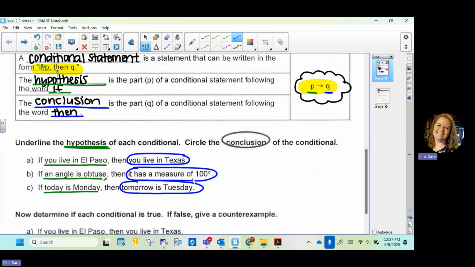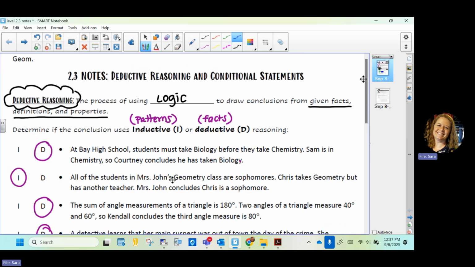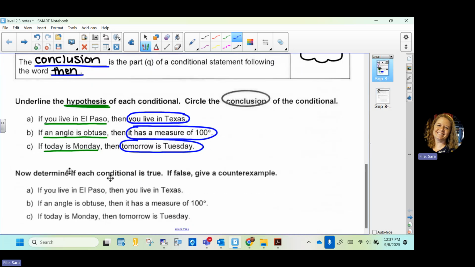And for some reason, when y'all's notes printed, this part here, "Now determine if each is true. If it's false, give a counterexample," didn't print right here, it printed on the back, in a weird spot. So you can find that on the back is this next part, determine if it's true. If it's false, give a counterexample. I don't know why it jumbled. I apologize. So you might have to flip yours over to the back to find this part. But I would say that this is true because the only El Paso I know about is in West Texas. So if you are in El Paso, you are in Texas.